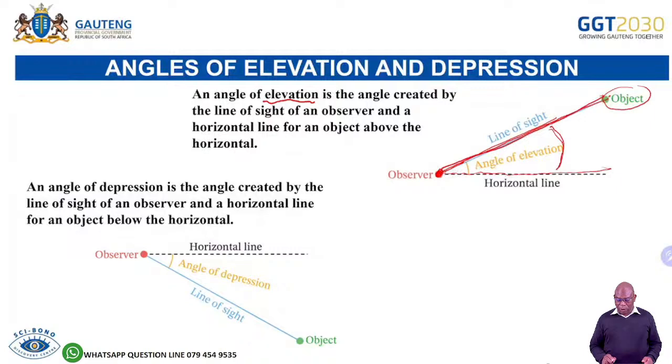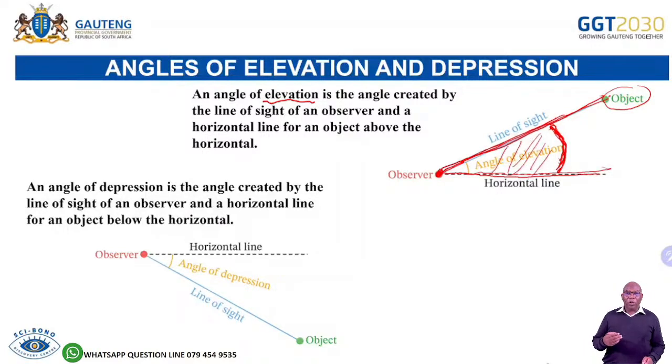So this amount of space here is an angle and is measured in degrees. And obviously in technical maths, you can also measure it in radians. So the amount of space between the horizontal line and the line of sight, that whole space there, is an angle. That's why, in this case, we call it the angle of elevation.